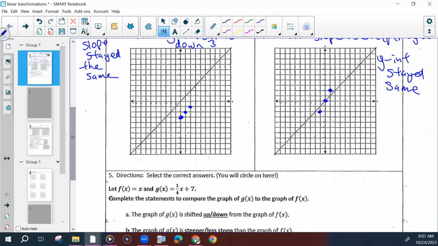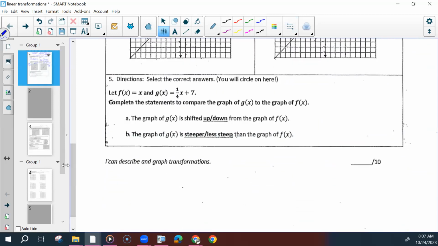Number 5 is a little different. Because it gives you the original, and it gives you this next function, this new function. And you have to describe what's happening based on comparing it to the original. So shifted up, shifted down, is that y-intercept or is that slope? So this is the y-intercept. Comparing the original to the new one, what happened? Did it shift up or down? Up. And how do we know that? Because of the positive side.